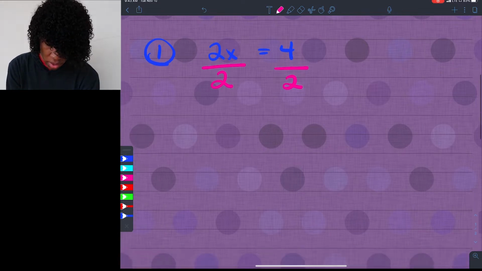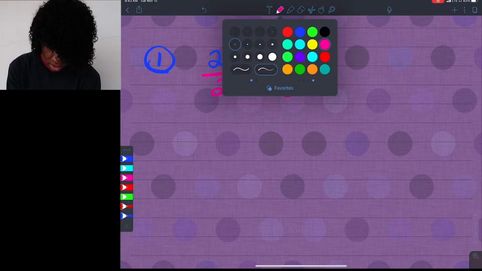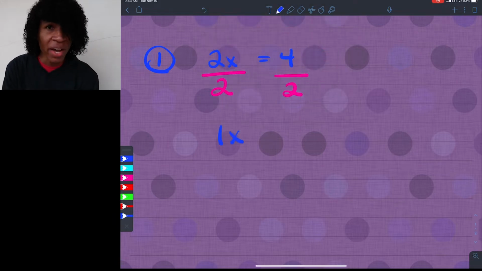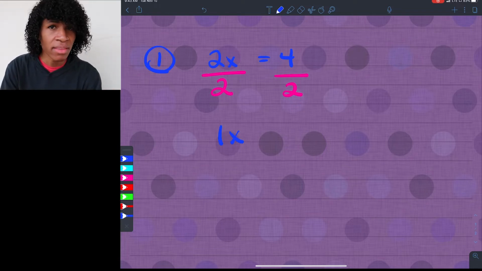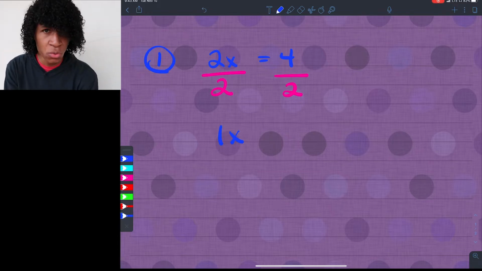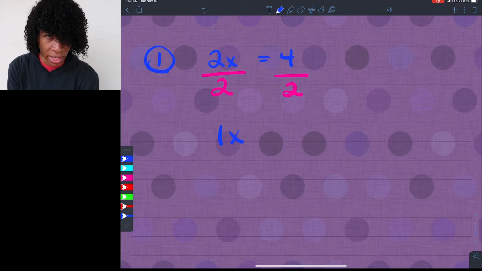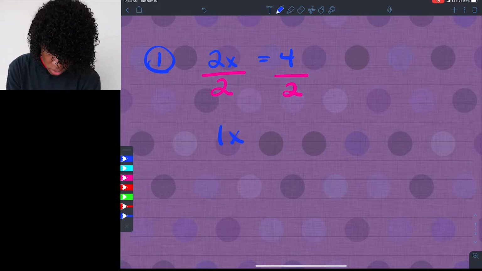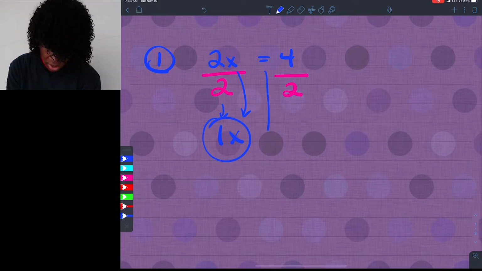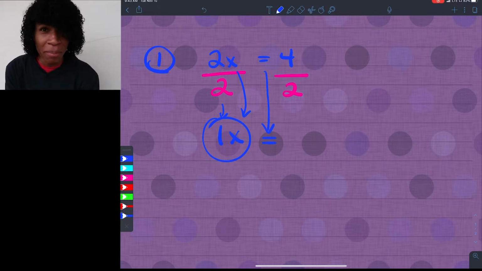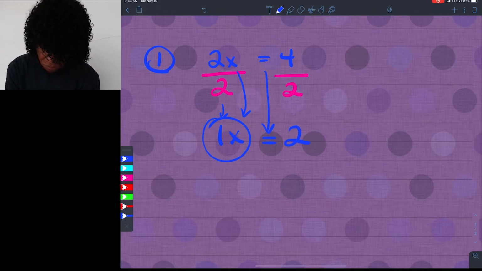2x divided by 2 is gonna be 1x, and let me explain why. When you divide 2x by 2, what you're really doing is dividing the 2 by 2 and leaving the x alone. Does it make sense? So we'll do a couple of these until it makes sense. 2 divided by 2 is 1, and then I'm simply bringing the x on down. I'm bringing the x down, and then dividing 2 by 2 to get 1, and that's how I get 1x. I'm gonna bring my equal sign down, and then 4 divided by 2 is, hopefully you've already got that, 2, all right?